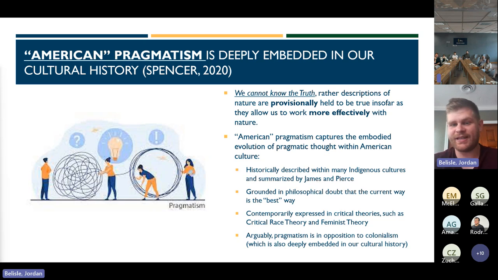Given the emphasis on context, American is used here to denote that this particular brand of pragmatism arrived at and is embodied in the Americas. Spencer notes that the concept of pragmatism is deeply enmeshed within many indigenous belief structures, emphasizing the role of context and generation in the selection of behavior, the propagation of ideas through symbols. James and Peirce are given credit for this, but from pragmatism comes the idea of philosophical doubt.